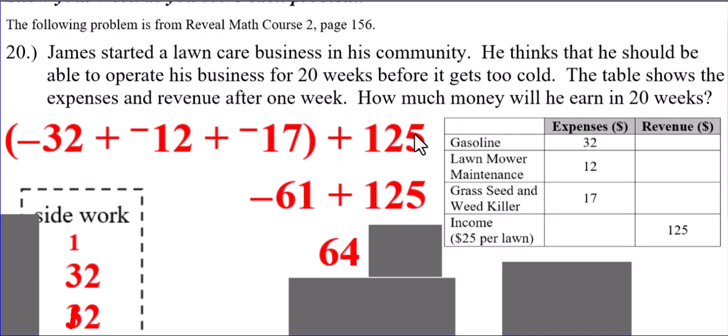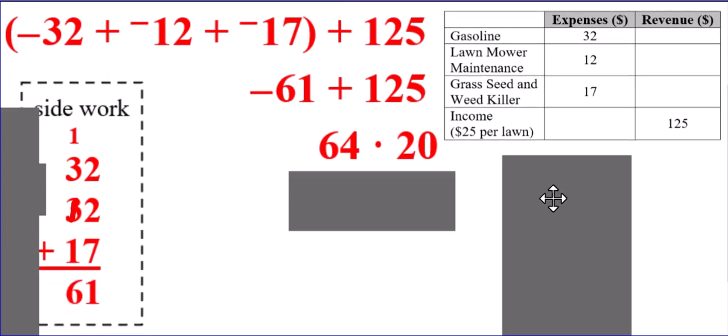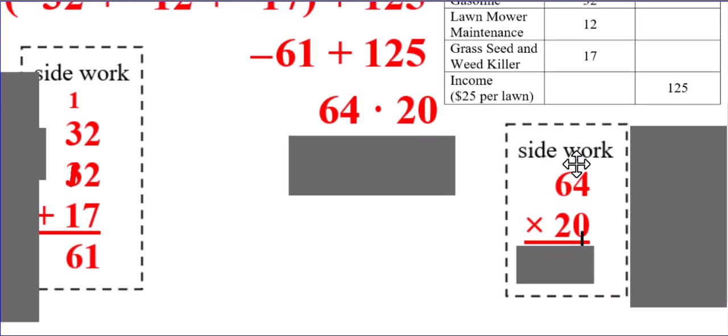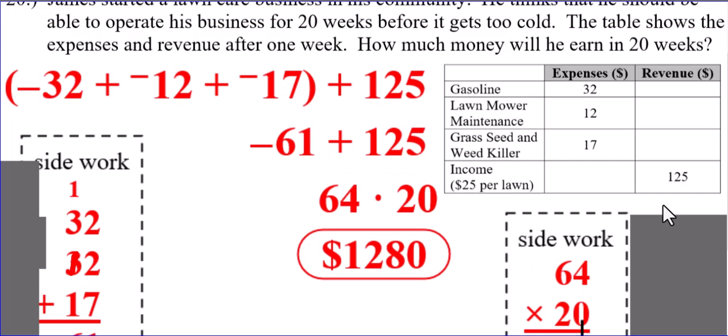Now, he's doing this for 20 weeks. So you're going to have to multiply this by 20 to find out how much money he's going to earn after those 20 weeks. And you probably don't know what that is off the top of your head. So use the trick I showed you earlier. If it ends with a 0, you can drop that down. Then you can take 2 times 4, which is 8. 2 times 6, which is 12. That's going to give you $1,280 after 20 weeks.